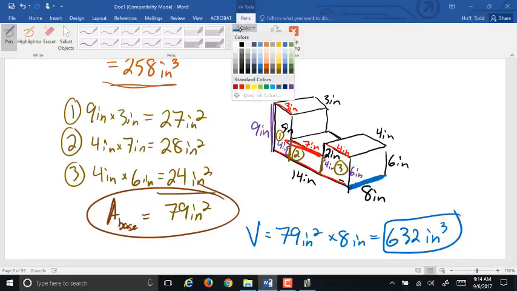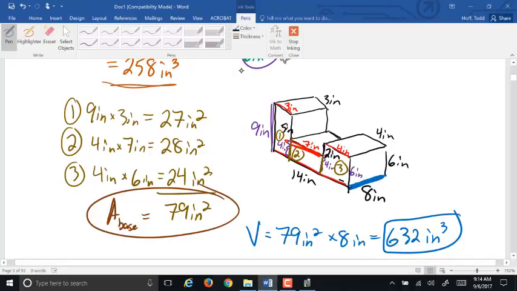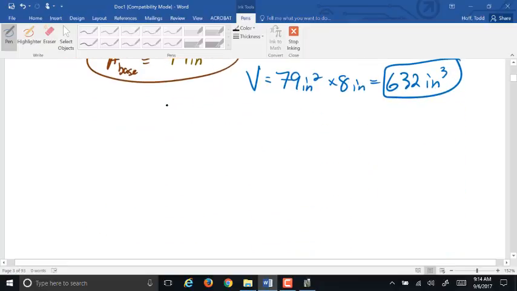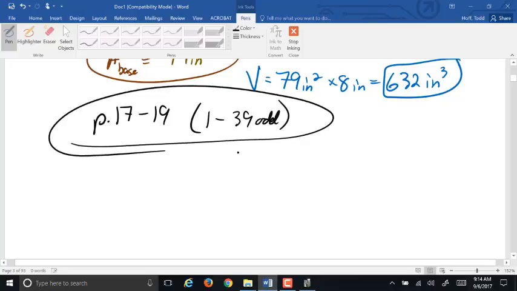Okay, perfect. Well, we've only got about 6 minutes left, so I'm going to give you some time to start on the homework. In the book, page 17 through 19, problems 1 through 39 in the odds. Again, the first few may be kind of simple. Feel free to skip over and do some of the more difficult ones.